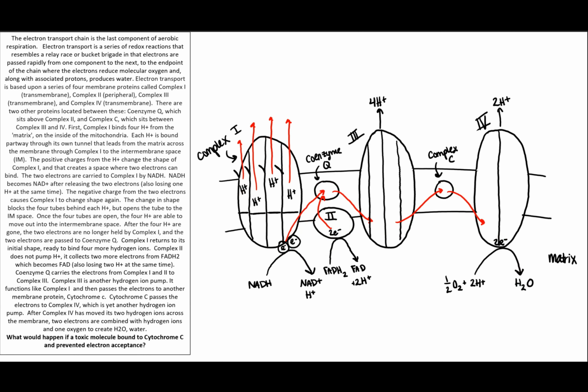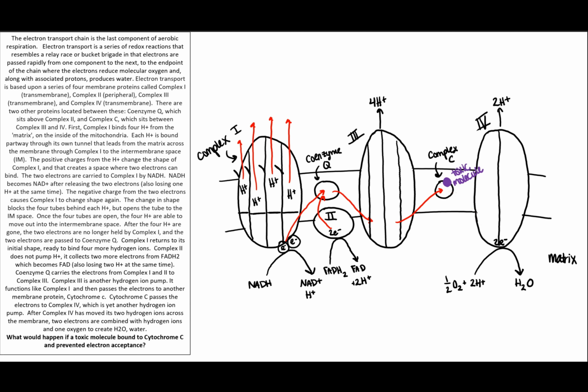However, the question says that cytochrome C can no longer bind electrons due to a toxic molecule. Let's start by drawing a toxic molecule and labeling. And then we can think about what would happen next. Since cytochrome C can't accept electrons, it also cannot pass electrons to complex 4, so let's start by erasing that arrow. Now we can see that the electron transport chain will just stop at complex 3.